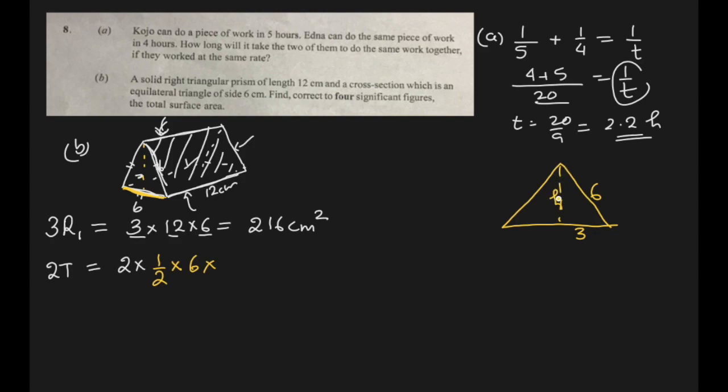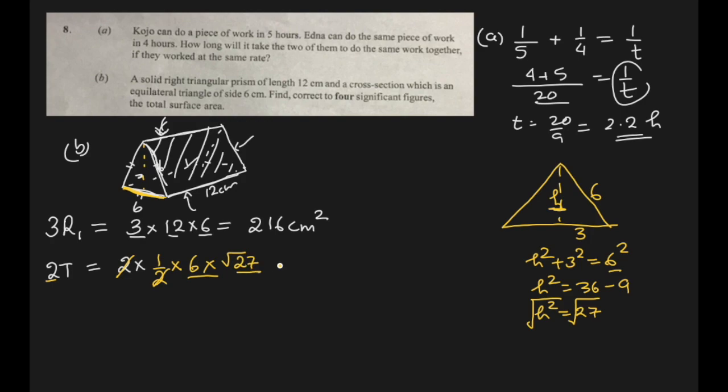right? So by Pythagorean theorem I can find h square plus 3 square equal to 6 square. So h square equal to 6 square is 36 minus 3 square is 9. So h square is equal to 27, and if I want just h, it will be square root 27. Two triangles were there, so that will cancel with this half, and 6 times square root 27 will give us, and here it comes out 31.